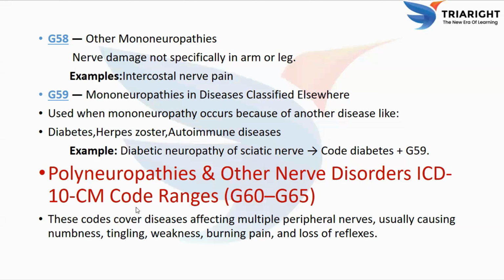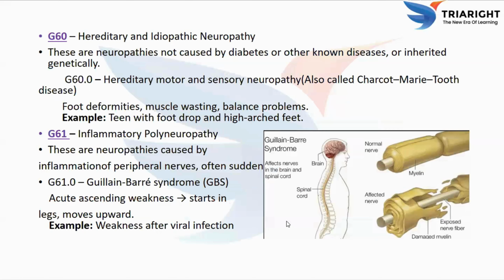So next, coming to polyneuropathies and other nerve disorders, the ICD-10-CM code ranges from G60 to G65. So these codes are used when many peripheral nerves are affected. So not just one, many. So what are the typical symptoms of polyneuropathies? You can feel numbness, tingling, weakness, burning pain, loss of reflexes. And what are the common causes of these polyneuropathies? Diabetes, alcohol abuse, vitamin deficiencies, and also autoimmune disorders. So this category includes a wide range of polyneuropathies.